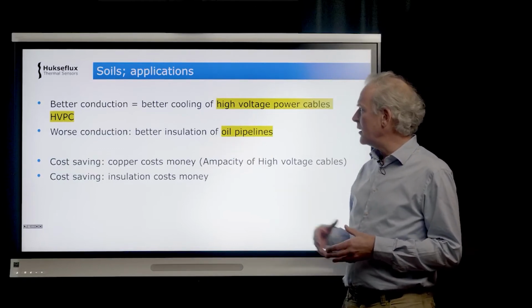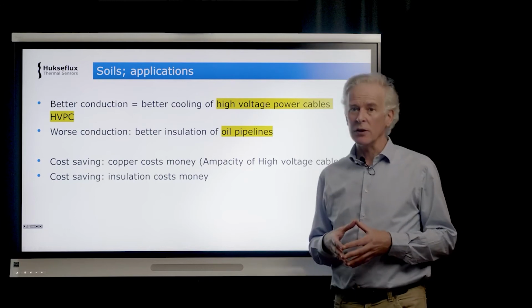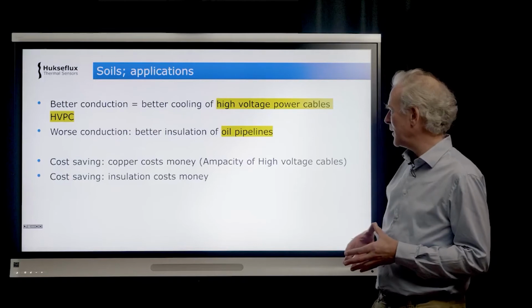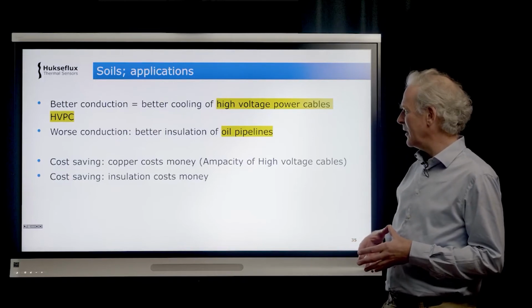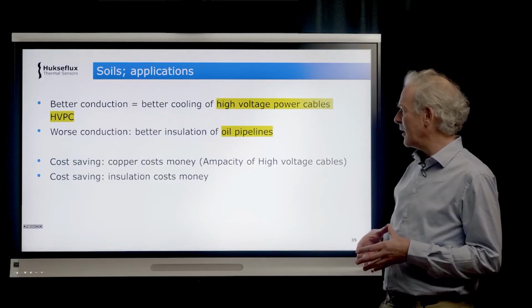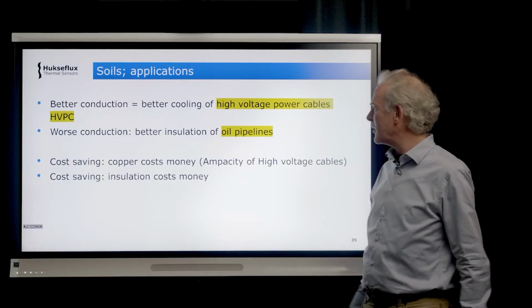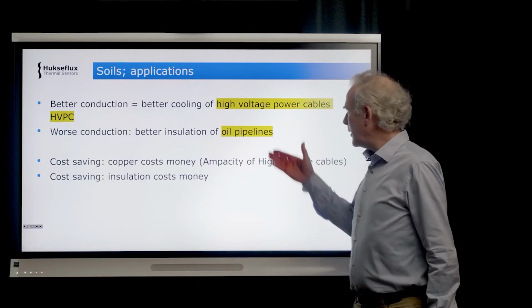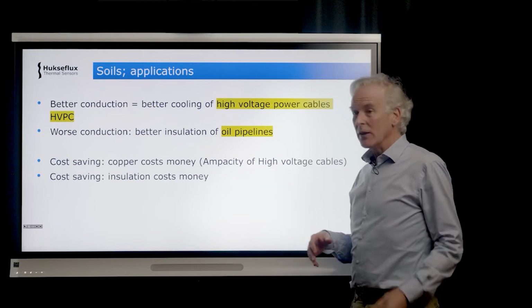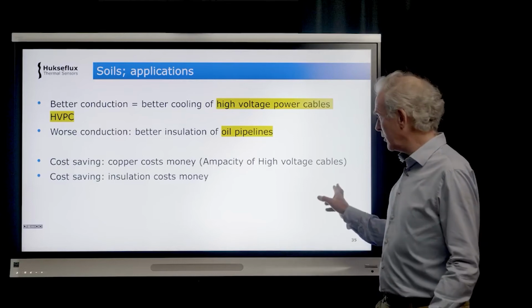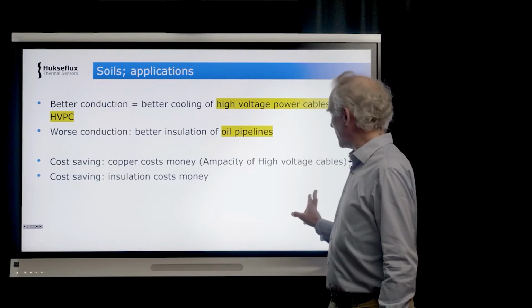The general idea in high voltage power cables is that in some cases you can save money. Copper costs money, and if you can generate more heat, you can reduce the copper diameter. In oil pipelines, the same thing applies. If the soil insulates, you don't have to apply additional insulation material. So it's all about costs.